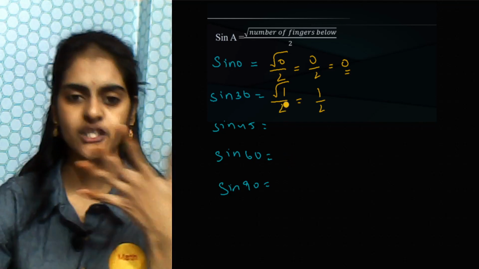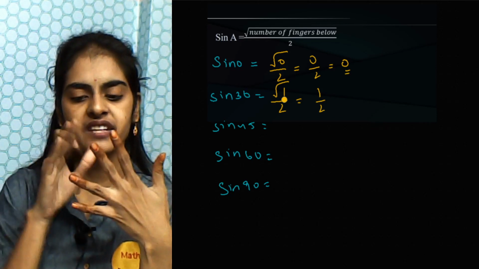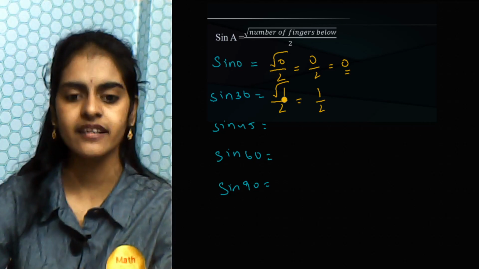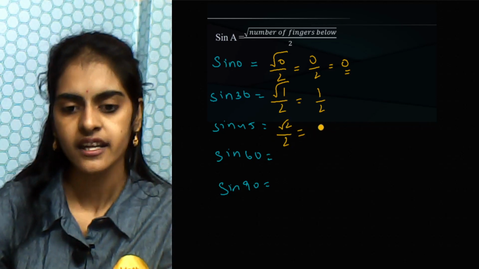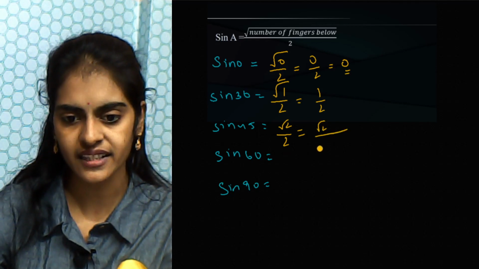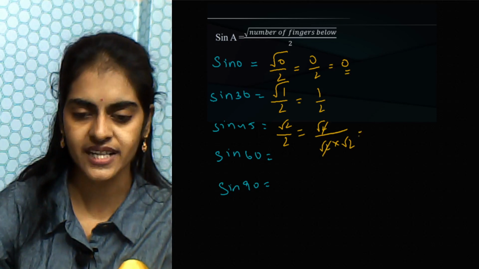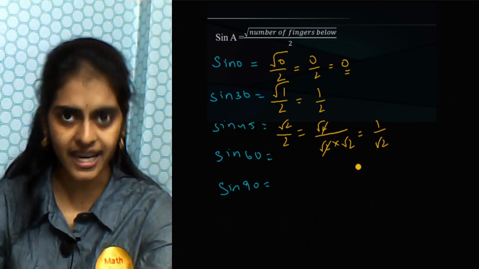Now the next one is 45. How many fingers are below 45? You have 2 fingers below 45, isn't it? So this is under root 2 divided by 2. This 2 you can write as root 2 into root 2. So one root 2 and one root 2 get cancelled, and you have 1 by root 2. So sine 45 is 1 by root 2.